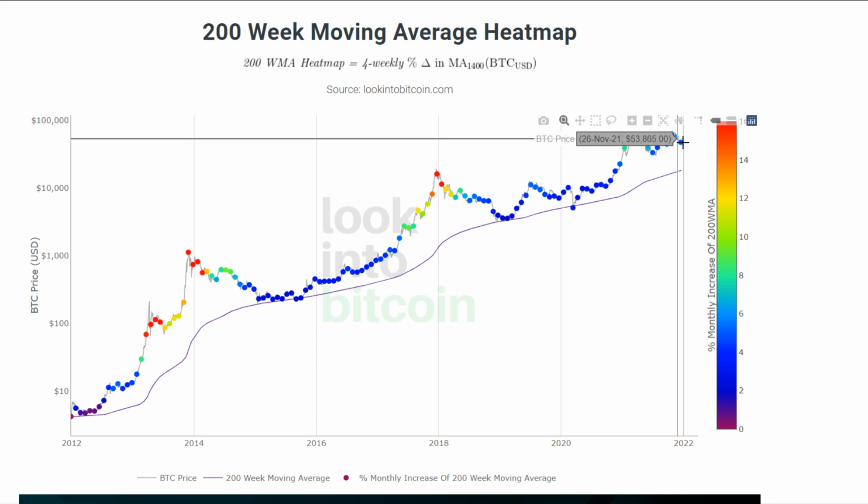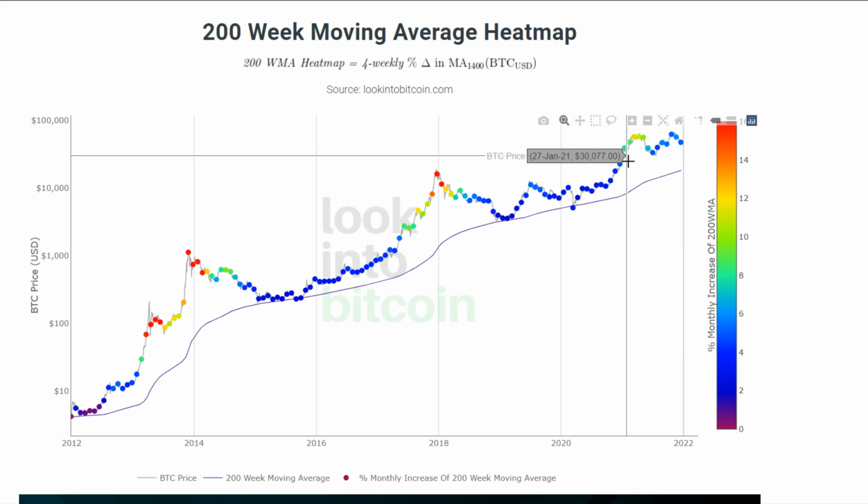And you can clearly see that right now we're actually sitting in the blue. We are nowhere near a bull market top. We still have a long way to go.